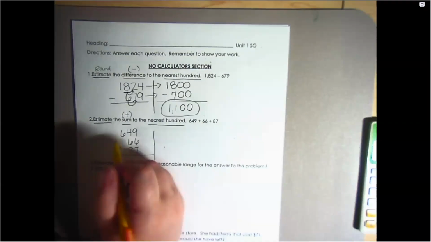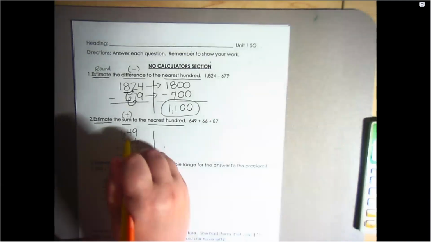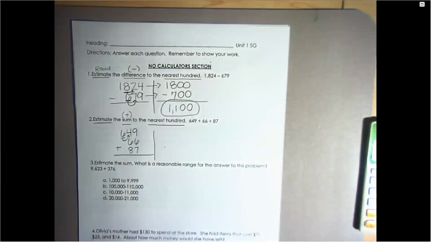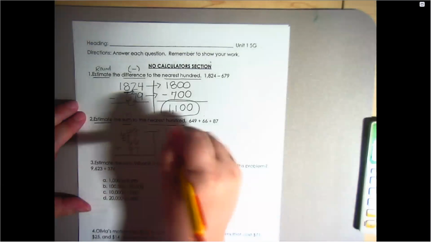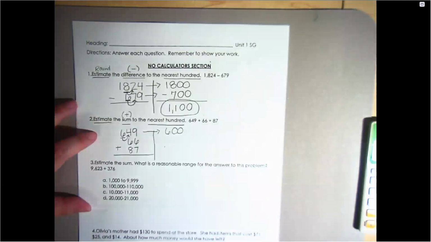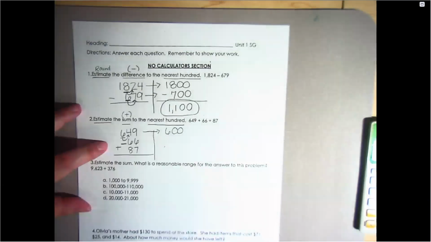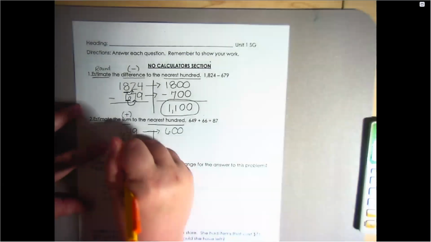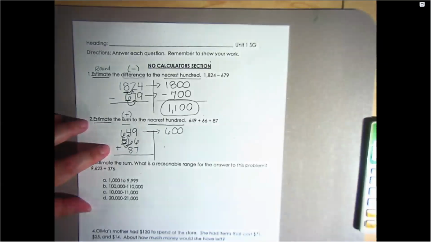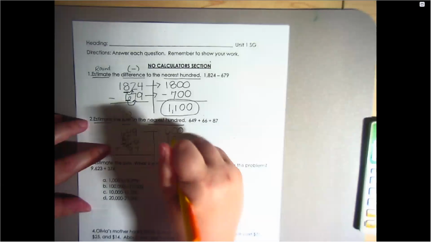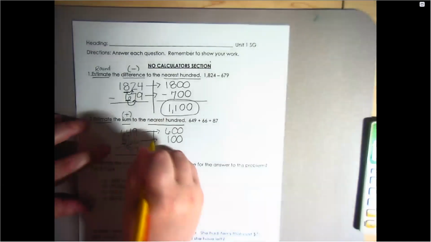So I'm going to take my first addend, and the 6 is in the hundreds place. So I look to the right, and the 4 tells my 6 to stay the same. So 649 rounds to 600. The second number is 66. And it says round to the nearest hundred, but there's no number there. So when there is an absence of a number, boys and girls, we're going to pretend that that's a 0. I look to the right, and the 6 tells my 0 to bump up. So the 0 will become a 1. And everything behind it would become 0. So 66 rounded to the nearest hundred is 100.